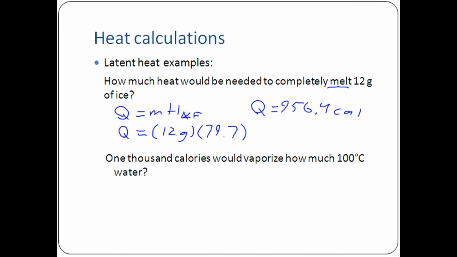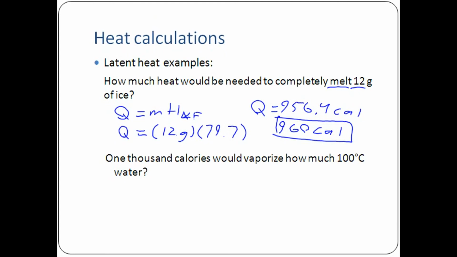Now, significant figure-wise, we have 2 sig figs right here, and so we'd have to round this final Q to 960 calories. And that would be our final answer. So 960 calories to melt 12 grams of ice. Try another one. Next one.